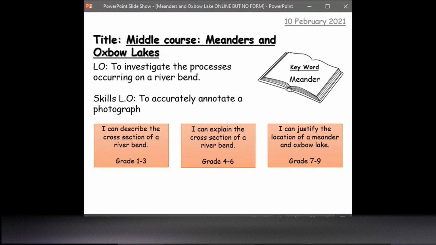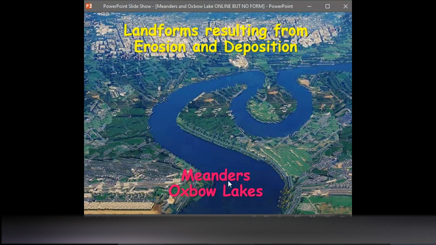So we're looking at meanders and oxbow lakes, which is, of course, the processes that happen, the things that go on when a river bends. So it's all about the middle course of the river. So if you remember, a meander is literally just where the river turns around. And it's created by the fact that the river always takes the route through easier rock to erode.